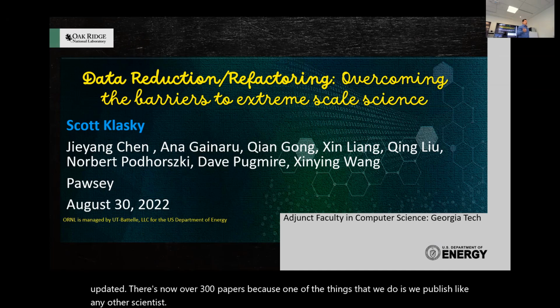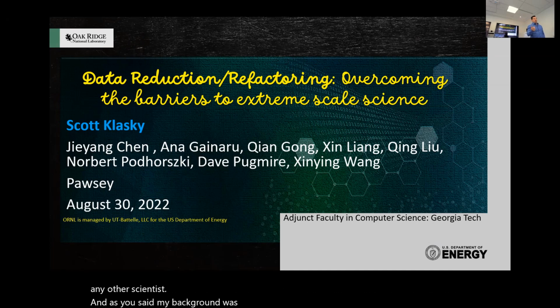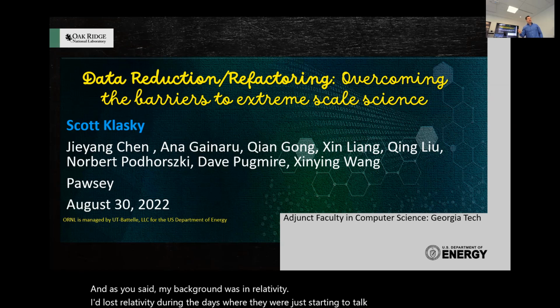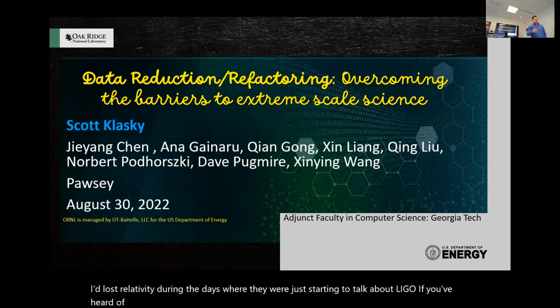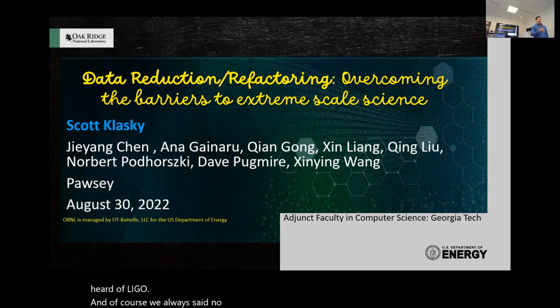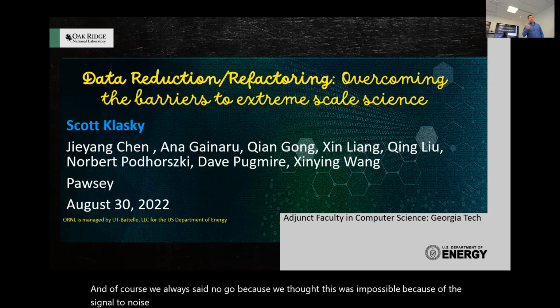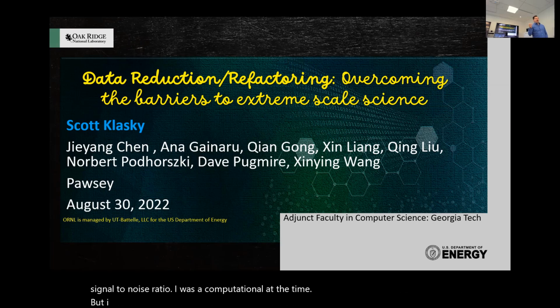And as you said, my background was in relativity. I left relativity during the days when they were just starting to talk about LIGO, if you've heard of LIGO. And of course, we always said no-go because we thought this was impossible because of the signal to noise ratio. I was computational at the time. But I decided that that was not going to actually happen. So I left physics for the world of high performance computing.